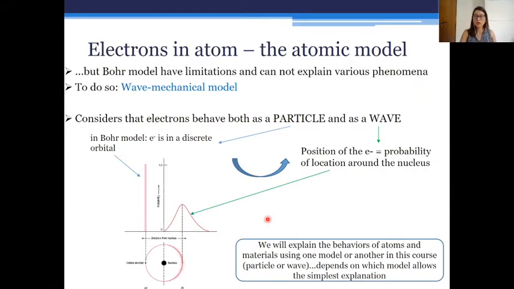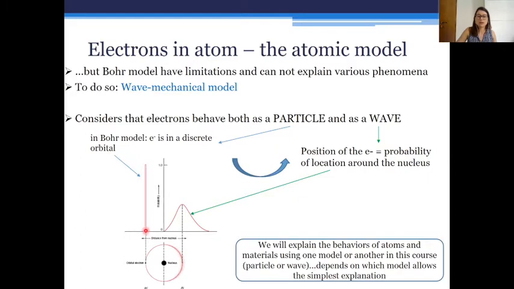So what is this wave mechanical model? In fact, it considers that electrons behave both as a particle and as a wave. In the Bohr model, we consider the electron as a particle. So we said that the electron is in a discrete orbital at a specific distance from the nucleus. It has a specific energy. And when we consider this new model, we also consider that the position of this electron corresponds to a probability of location around the nucleus, okay?